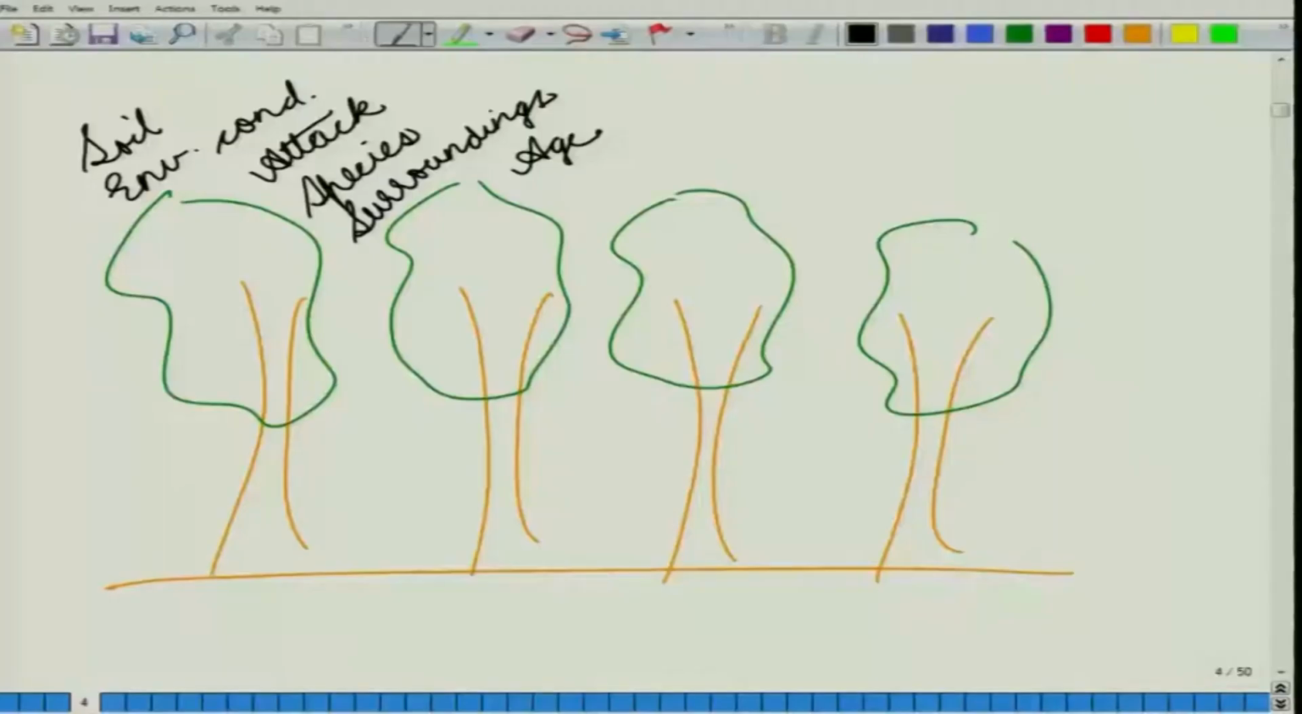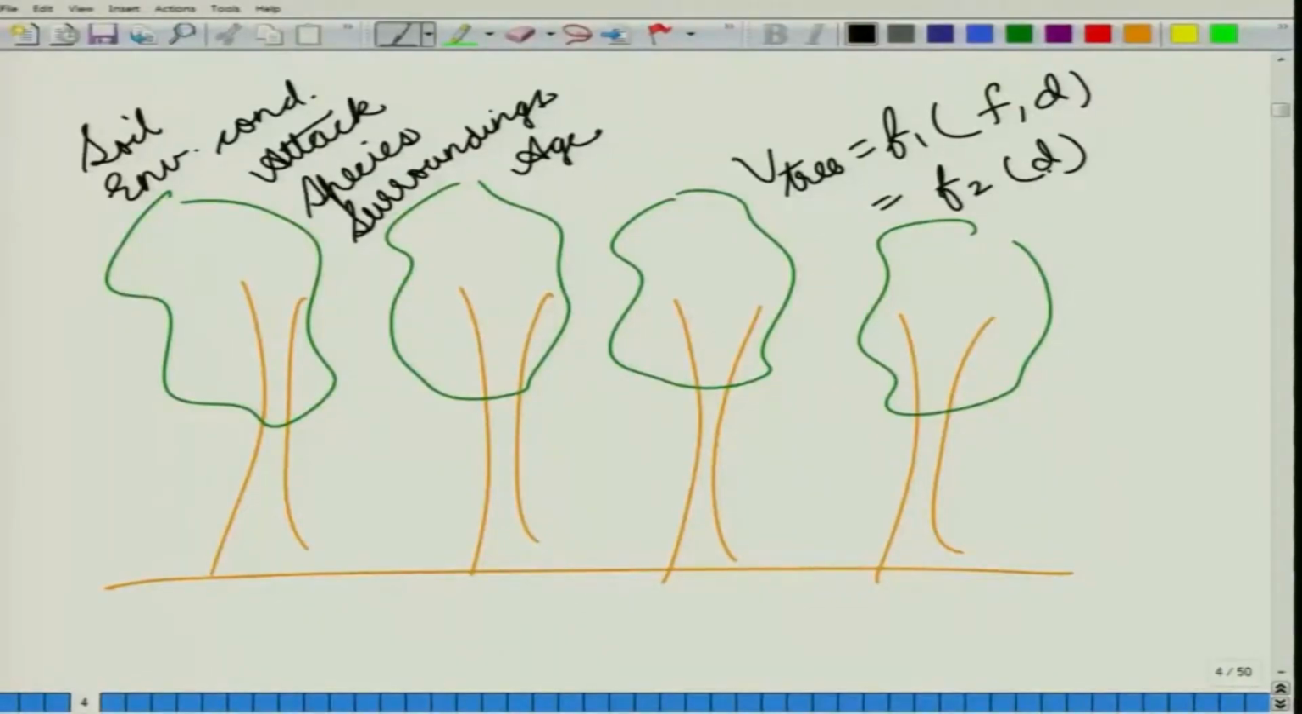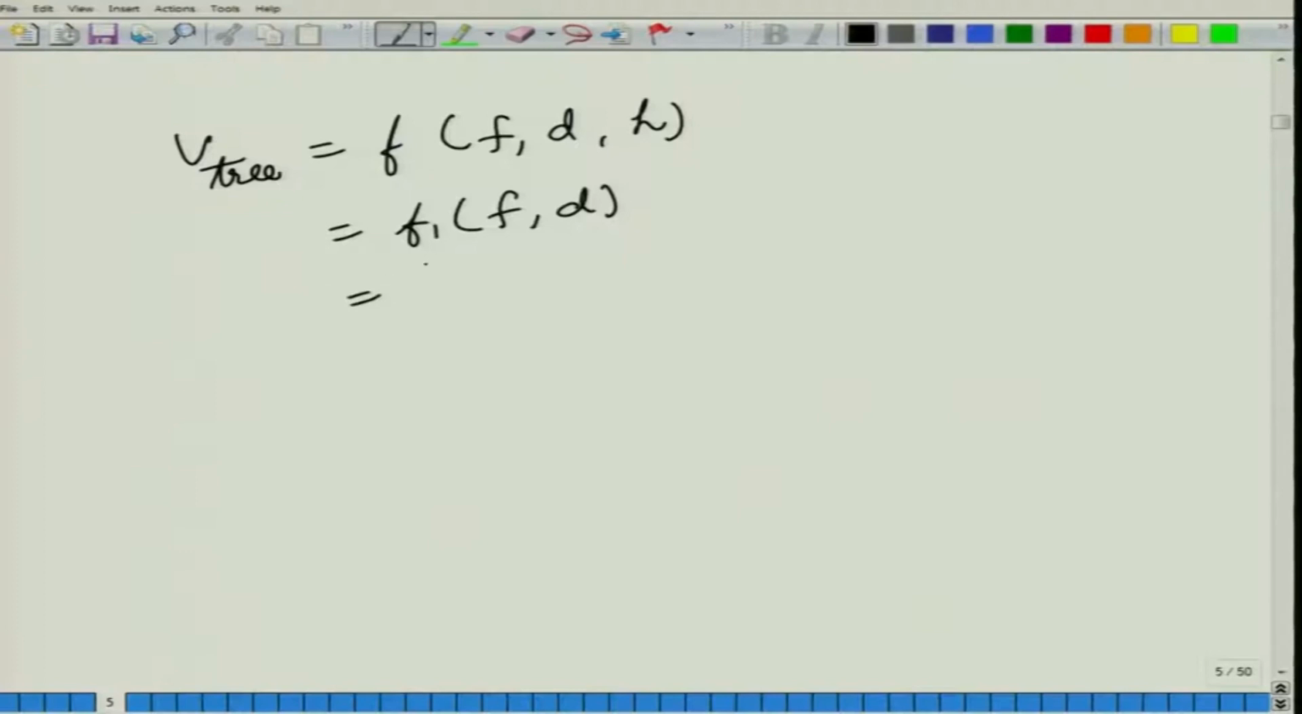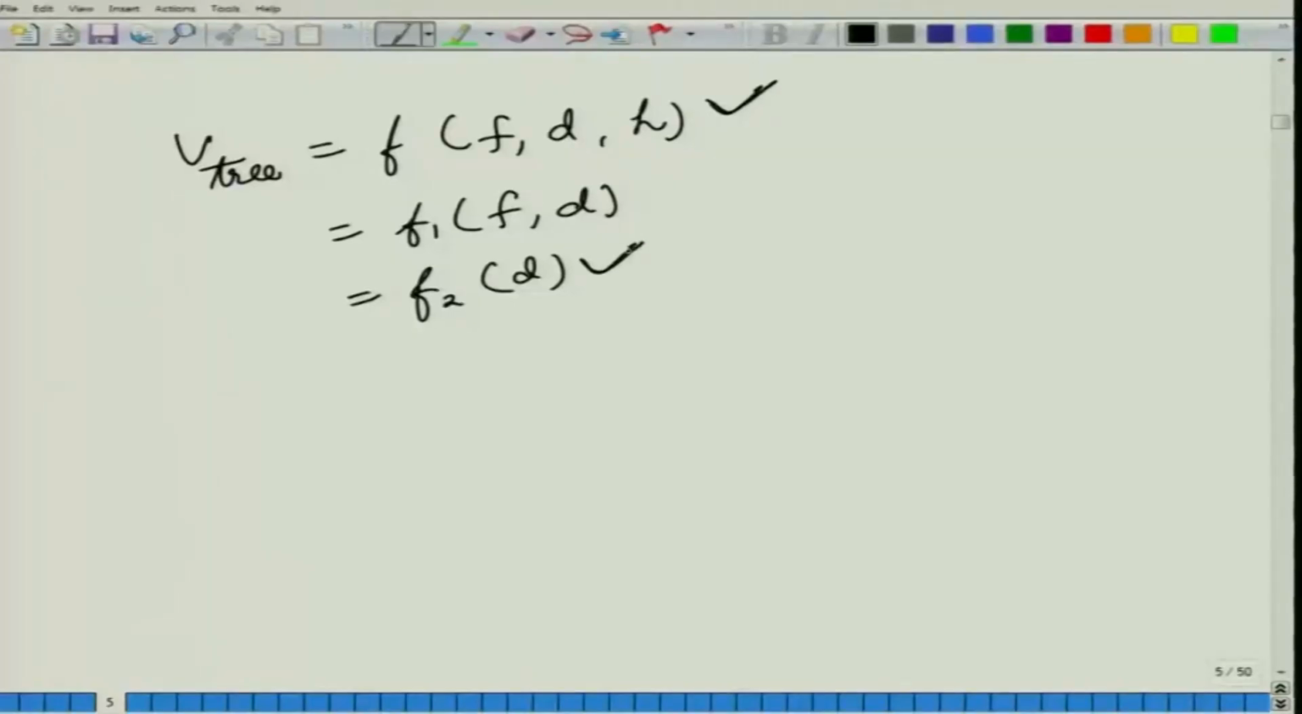So, when we write that the volume of the tree is a function of the form factor and the diameter, for a given locality, for a very small area, we could even say that the volume of this tree is some other function of just the diameter itself. So, what we have here is that the volume of the tree is a function of form factor, diameter and height, or some other function of just the form factor and the diameter, or some other function of just the diameter. We can simplify these equations, but when we do this, we will be reducing the amount of accuracy that we have. This equation is the most accurate equation and this equation is the least accurate equation.